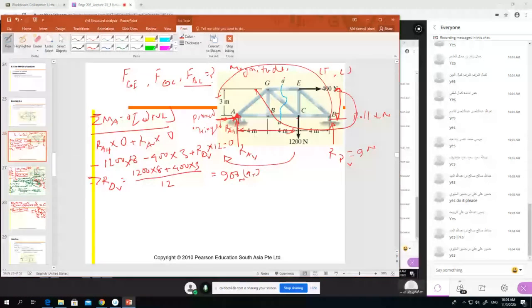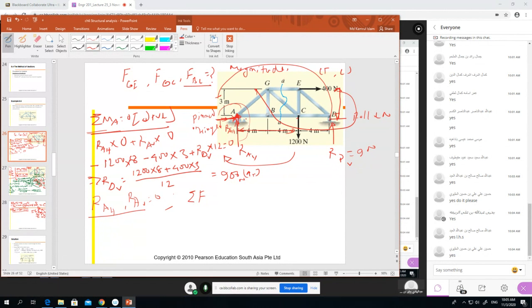If you want to do the left hand side, then we have to find RAH and RAV. These two things we need to know, right? So how can we find them? Here we take a moment at A. Now we take the moment summation. Remember, when we want to find the reaction at a support, you need to consider the complete structure, the whole structure, not only the left hand side or right hand side.